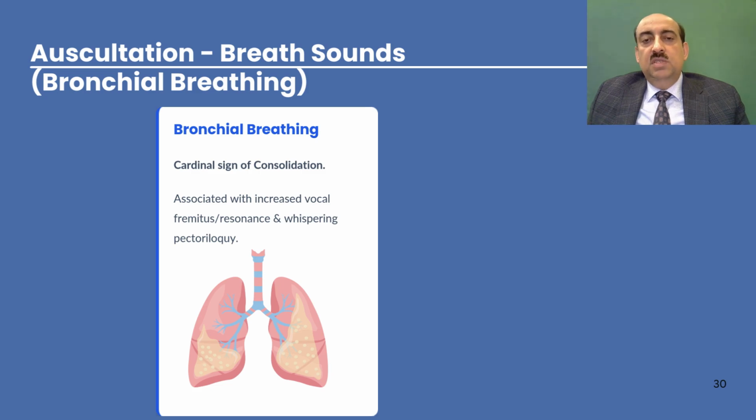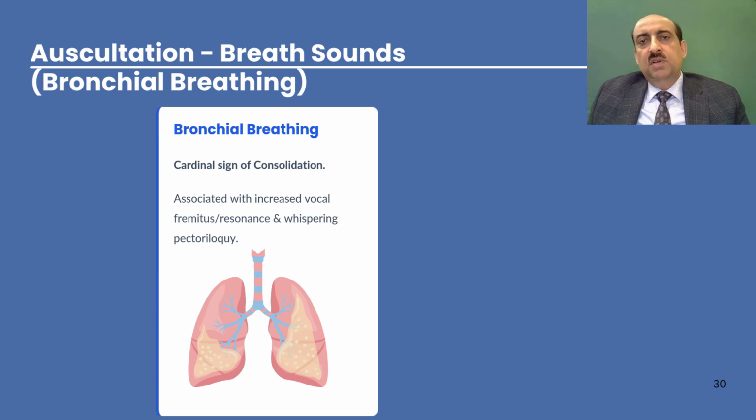Auscultation of the breath sounds. If there is evidence of bronchial breathing on any particular part of the chest wall, that would suggest the possibility of consolidation like pneumonia. Look for associated signs like tactile vocal resonance or vocal fremitus, because that should also be increased with the consolidation.